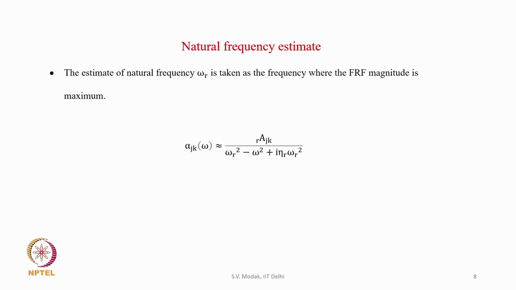If you look at the FRF expression, we see that when omega is equal to omega r, the magnitude of the denominator is minimum. This means that the FRF would be maximum at that frequency. This is the observation based on which the estimate of the natural frequency is made.